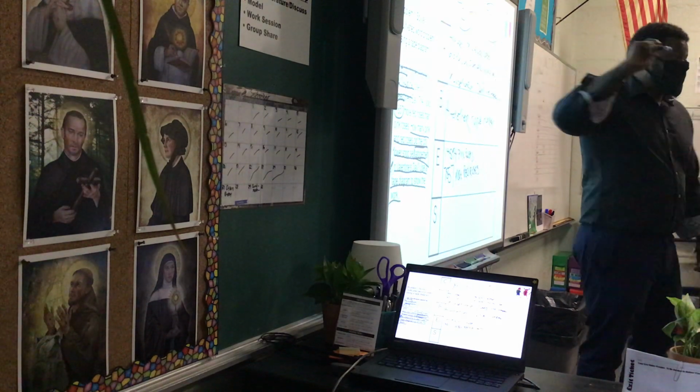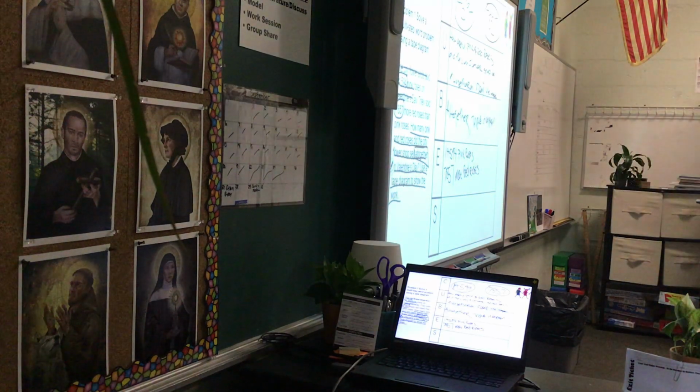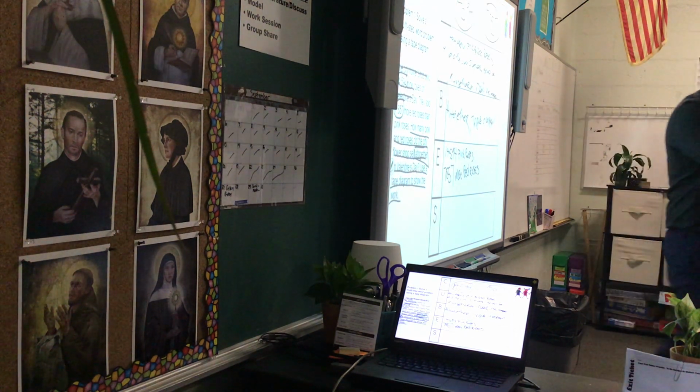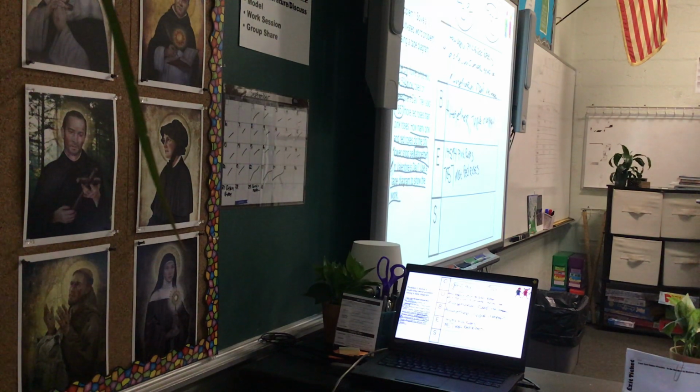What does the U stand for in the cube strategy? Underline. Go ahead, you can read it from your paper. You just glued it together. What does the cube strategy stand for? What does the U stand for?